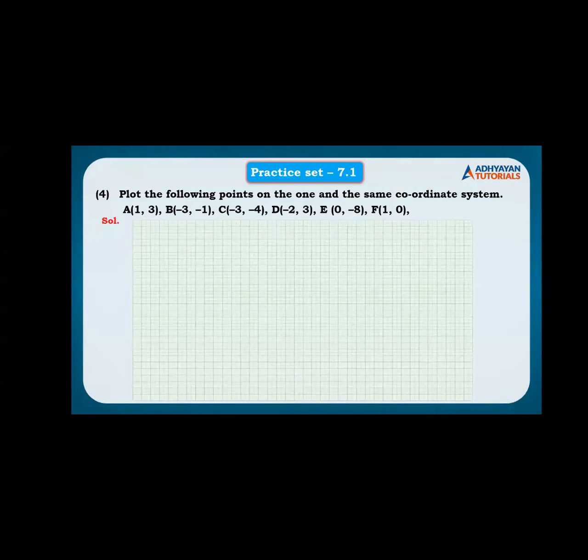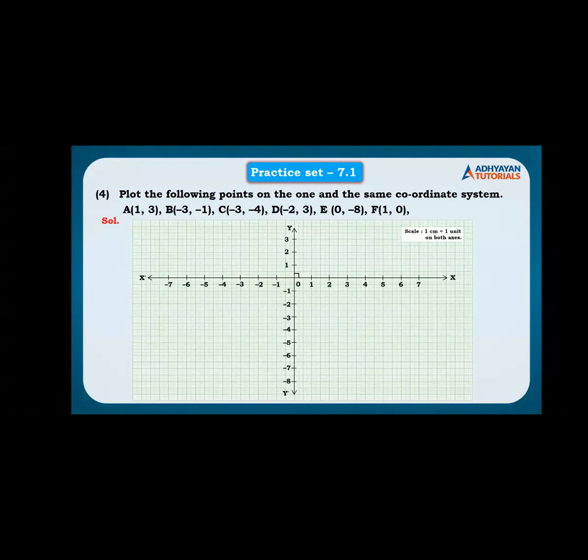So here is the Cartesian system again, x-axis and a y-axis. Okay, so I'll just mark this as origin O. The positive numbers on the right hand side, negative on the left hand side, and positive in upward direction, negative in downward direction. I hope everybody knows this by now. So 1 comma 3, the point would be right here. That is point A. Okay, next is point B, minus 3 comma minus 1.